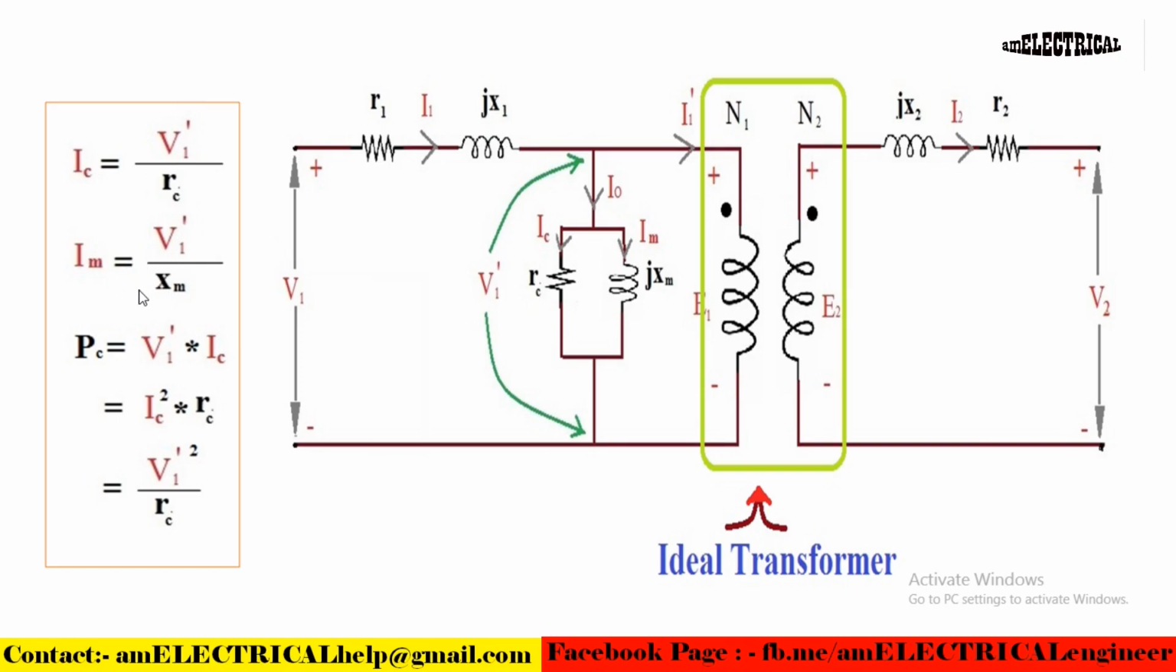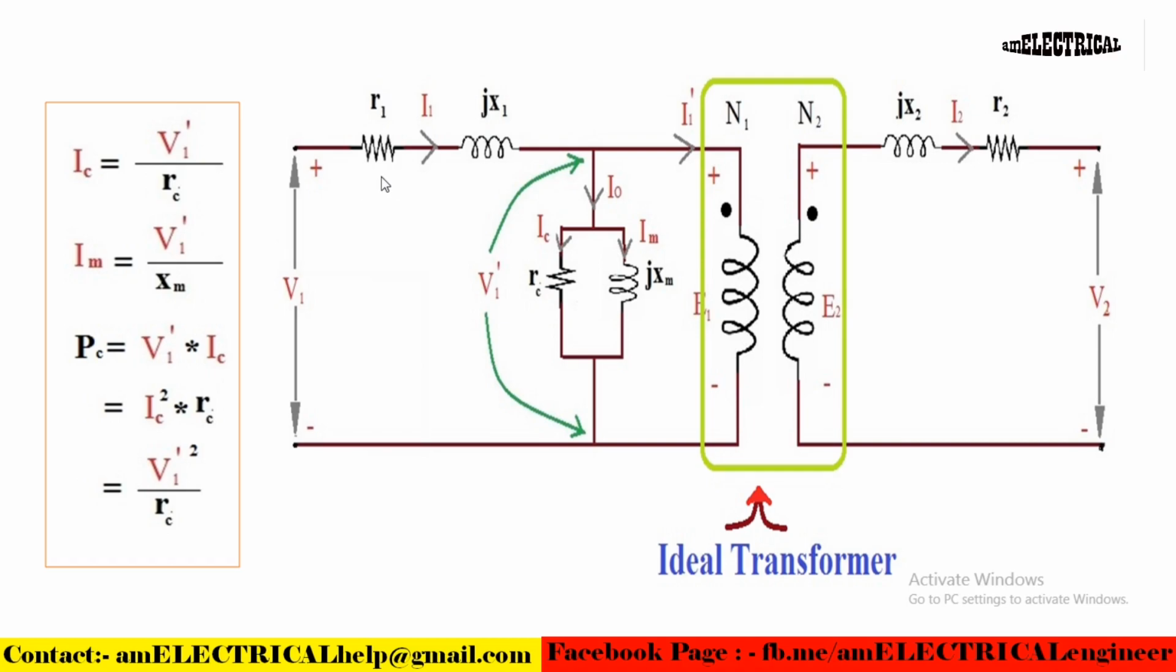Now the core loss, that is PC, will be equal to V1 dash multiplied by IC, which will be further equal to IC square multiplied by RC, which will be equal to V1 dash square divided by RC. Because we know that active power equals VI cos phi, or I square R, or V square divided by R. Although this core loss formula we have discussed in the previous video, you can check that.